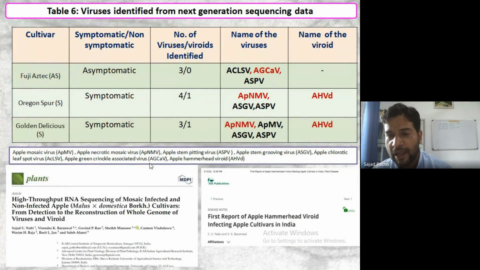So that is why I was saying that we don't need any kind of pre-information. We just need any kind of infected sample. We'll go for the next generation sequencing, and we can observe.